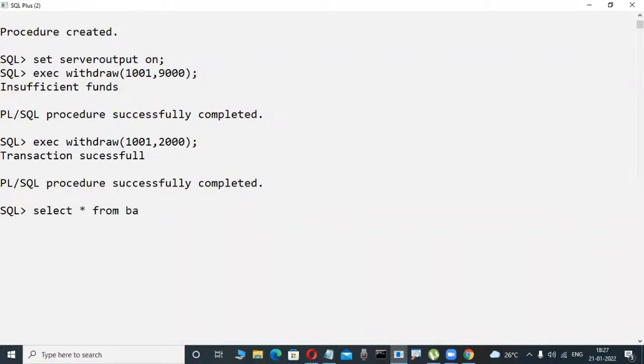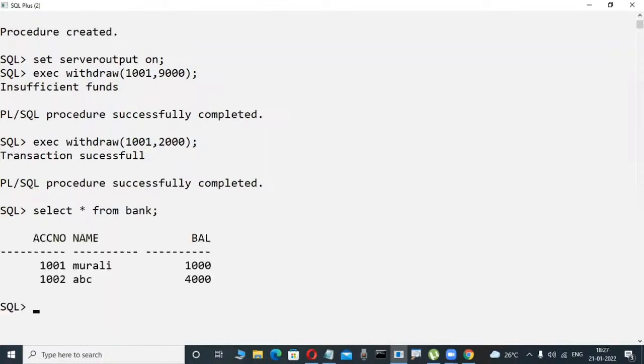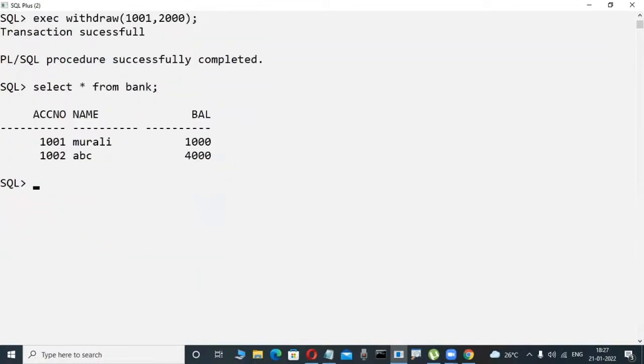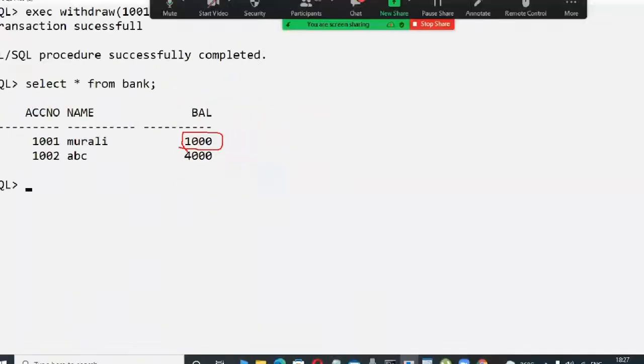So now here, yes, a bank table is there. Now check it out. Yes, here. Maybe in the previous case, 3,000 is there. 3,000 minus 2,000 rupees. For example, if I try to withdraw 2,000 rupees, then automatically the remaining balance, how much? 1,000 rupees is there or not? Yes, how is it possible?